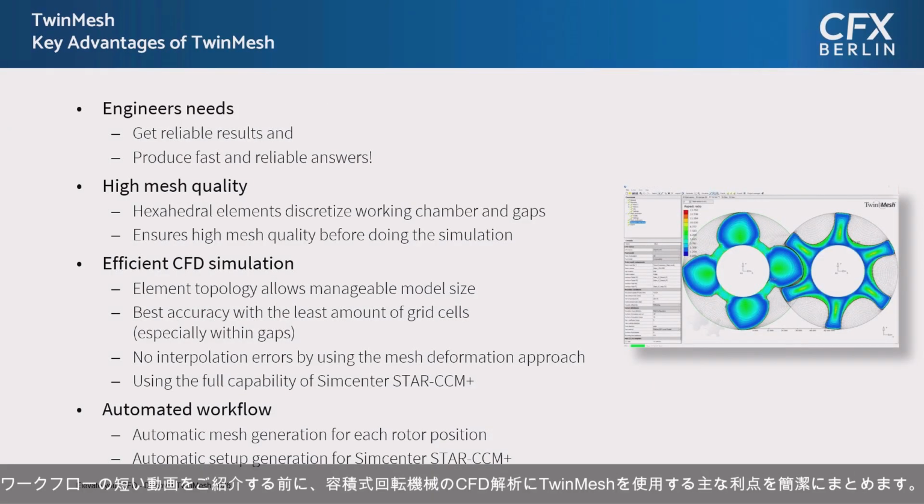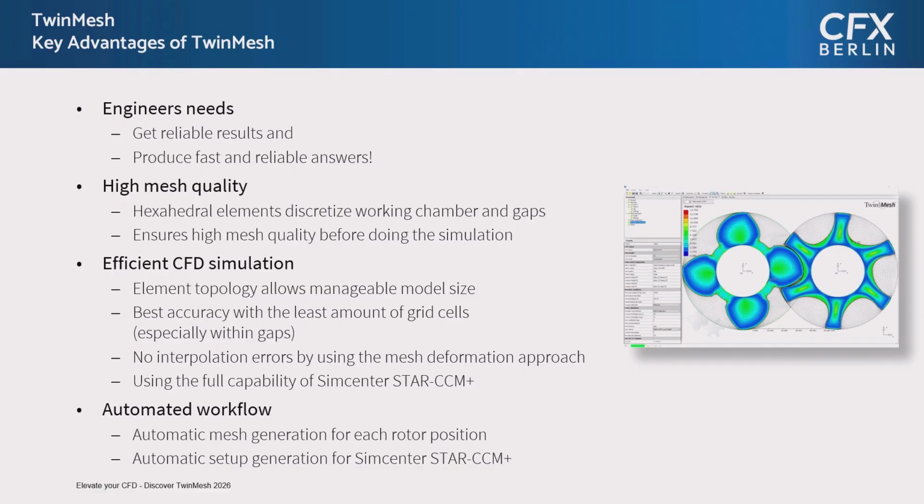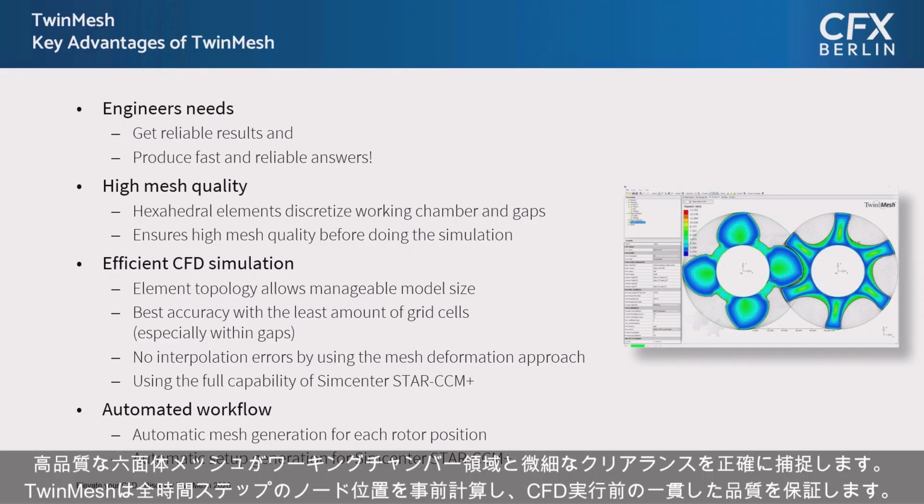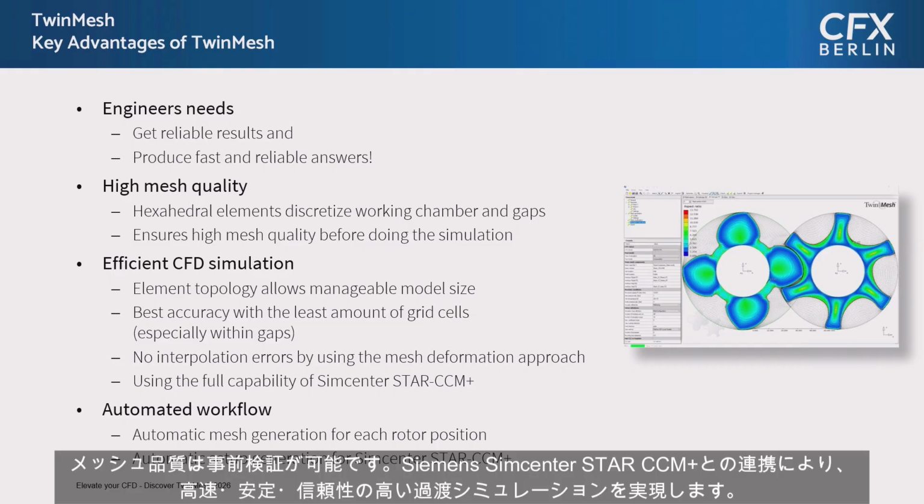Let me briefly summarize the main advantage of using TwinMesh for the CFD of rotary positive displacement machines, before I show a short video of the workflow. High quality hexahedral meshes accurately capture the working chamber and thin clearances. TwinMesh pre-computes node positions for all time steps, ensuring consistent quality before the CFD run. The mesh quality can be pre-validated.